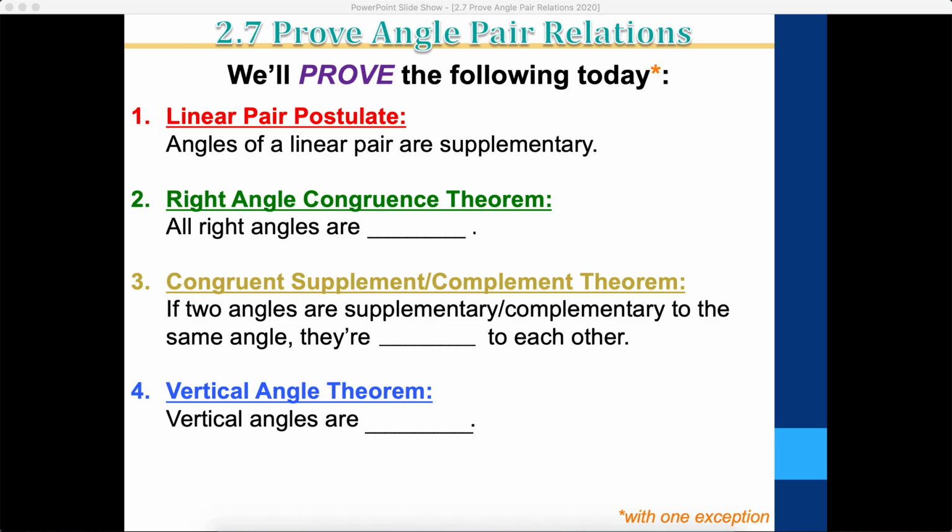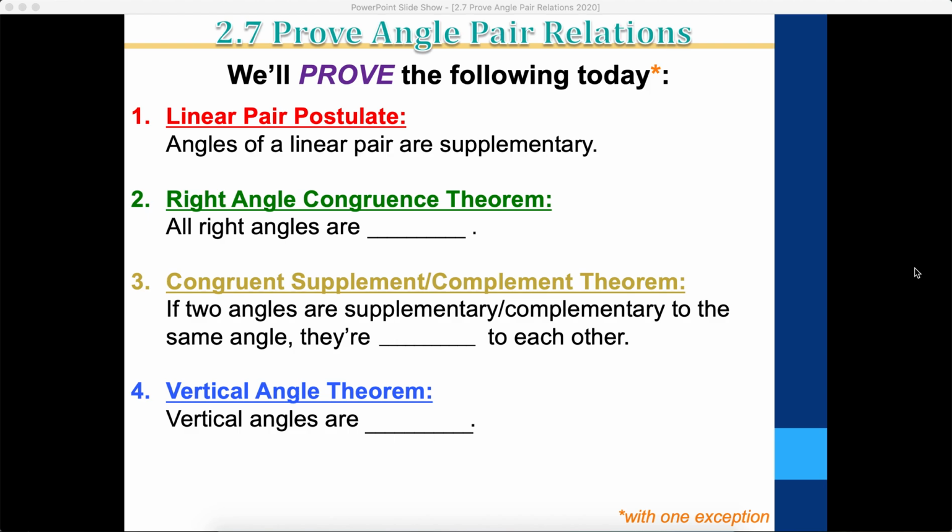Hello, geometry friends. In this video, I'll be looking at section 2.7, prove angle pair relations, and mainly what it's going to concern itself with is these four math conjectures. So this video is going to be mainly concerned with demonstrating why each of these things are true, with the exception of one, like I say, which we'll talk about in a moment.